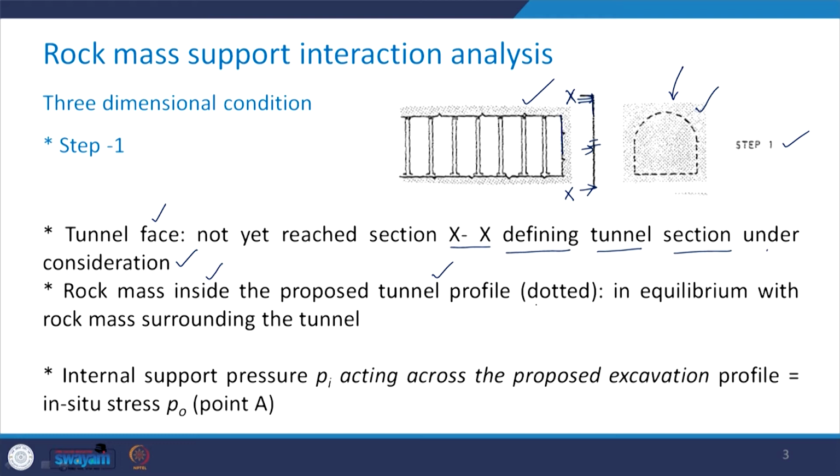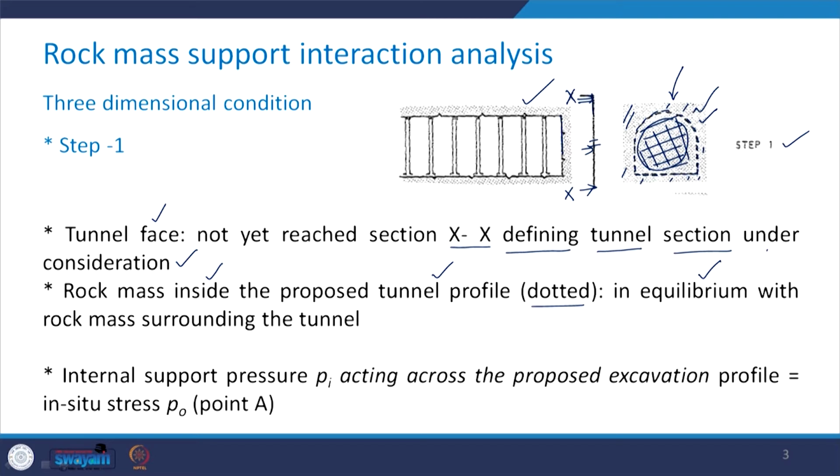Then the rock mass which is inside the proposed tunnel profile, that is this one. This is because it has not yet reached up to the section XX. So, this is shown as the dotted portion. Whatever is the rock mass inside this dotted section is in equilibrium with the rock mass which is surrounding the tunnel. That means the rock mass inside this portion is in equilibrium with whatever is outside here.